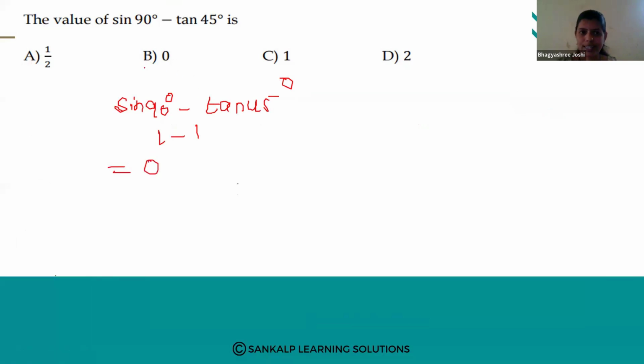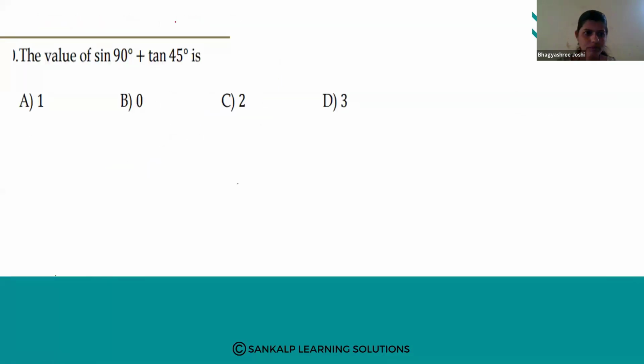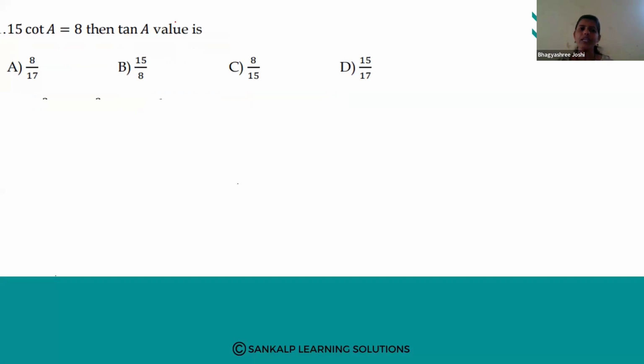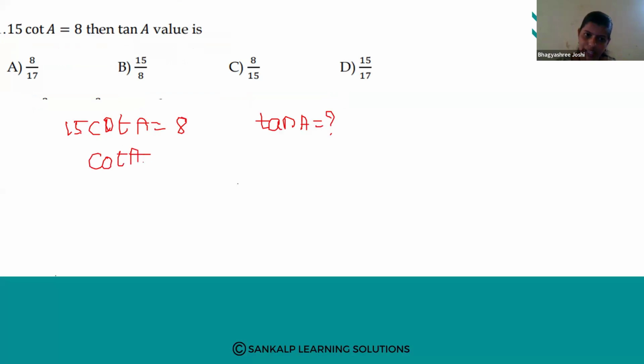Is it there in the option? Yes, option B is right. Okay, next. 15 cot A is equal to 8. Then what is the tan A value? They ask for tan A, which we don't know. For that, cot A is equal to 8 divided by 15, transferring this 15 to this side.